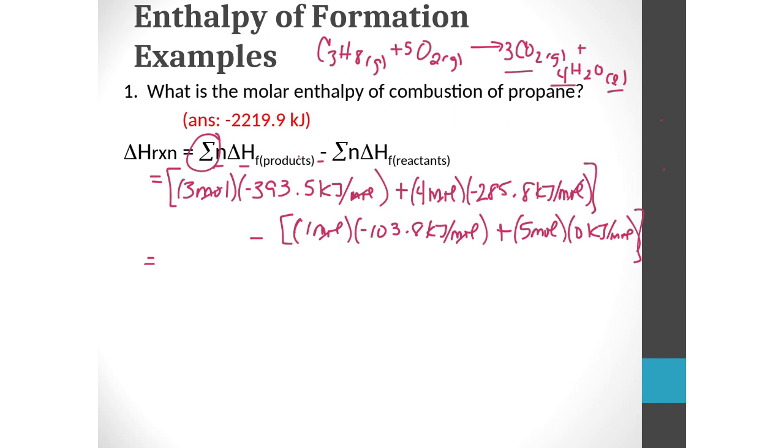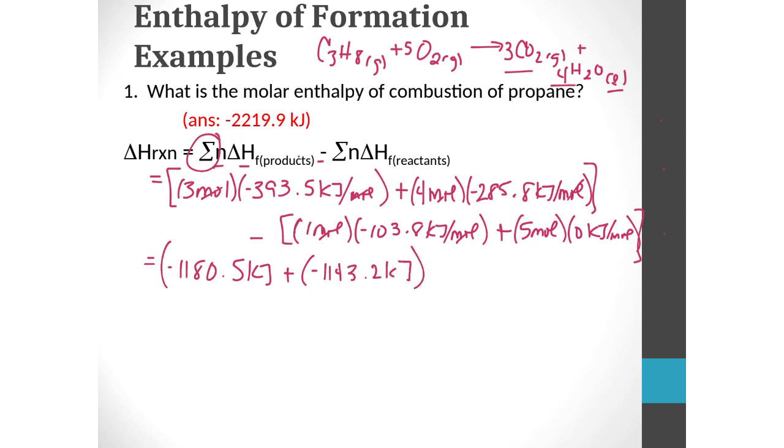And it's a good idea to write out all of the values. Okay, do this in baby steps so that you don't make any mistakes. So we're going to end up with negative 1180.5 kilojoules for CO2. We're going to add on water, which works out to be negative 1143.2 kilojoules.